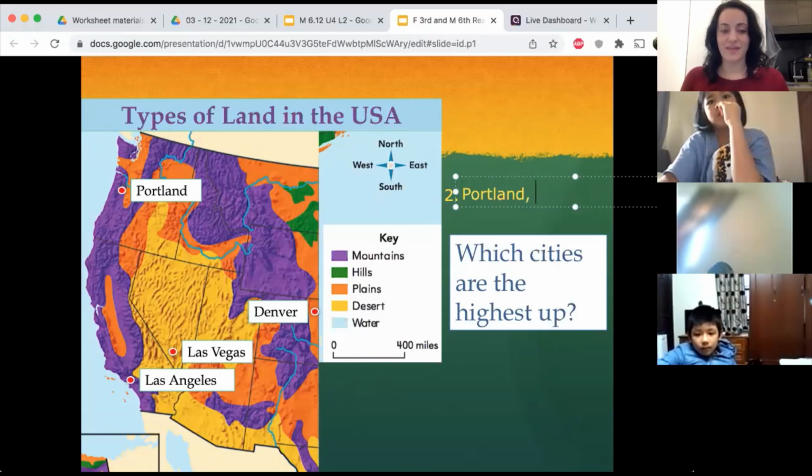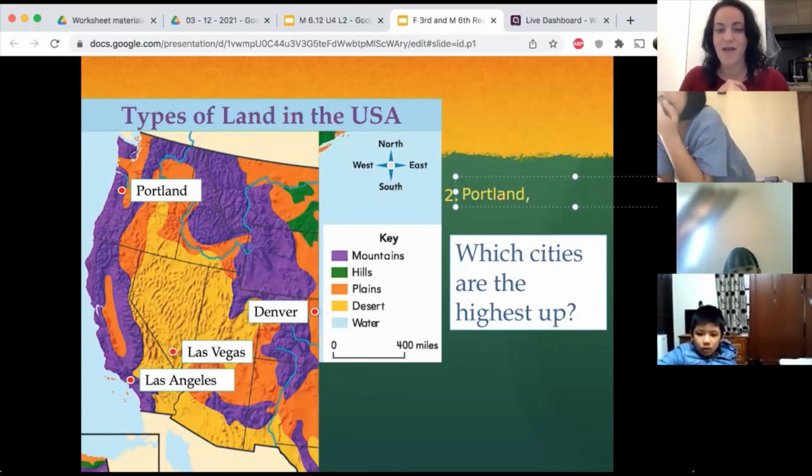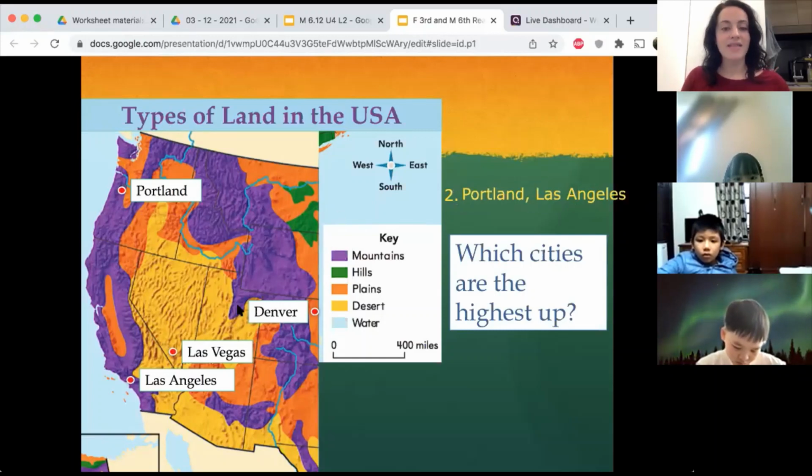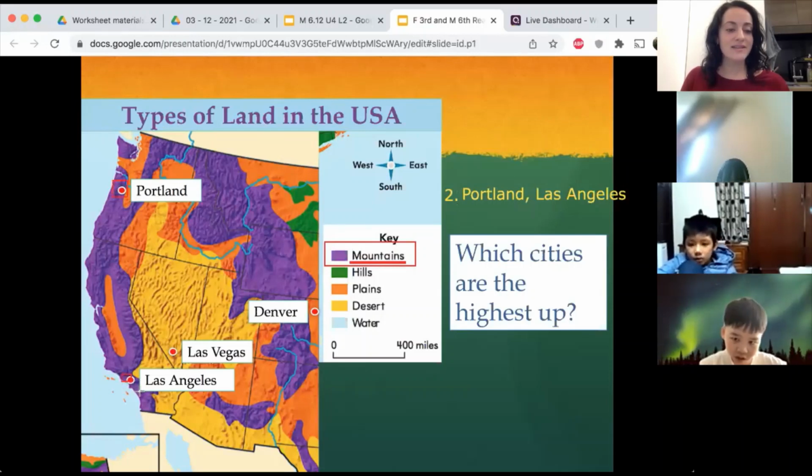Denver. Denver's in the plains. Is the plains high up? But okay, I mean high up like high up a mountain. So Sam, which ones are in the mountains? Los Angeles. Excellent. Portland and Los Angeles are the highest up because mountains are the tallest. Portland is in the mountains. Los Angeles is in the mountains. They are the highest cities.